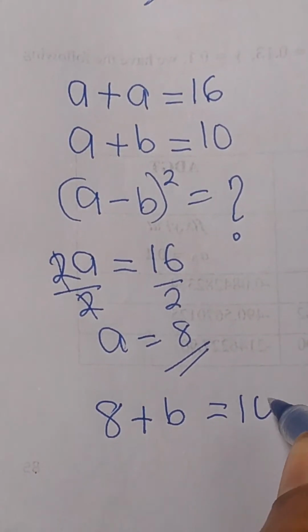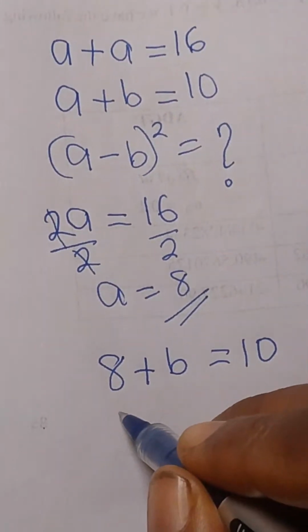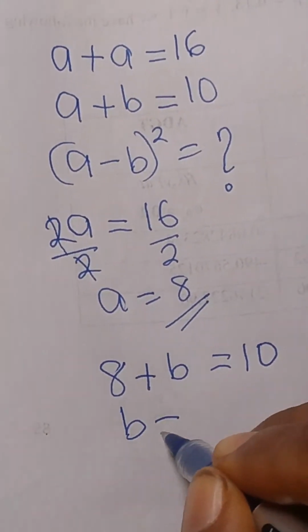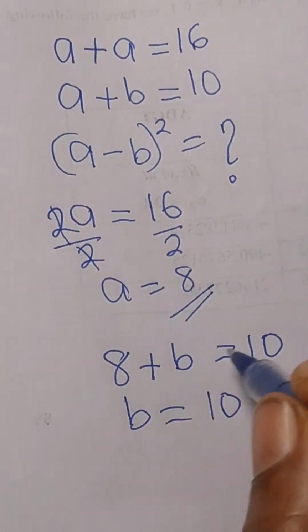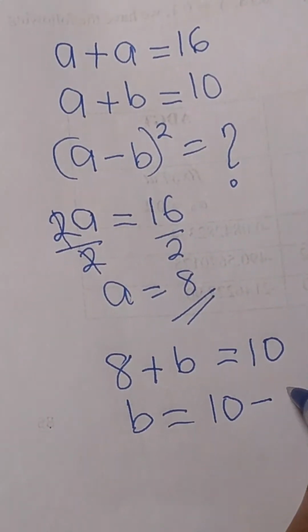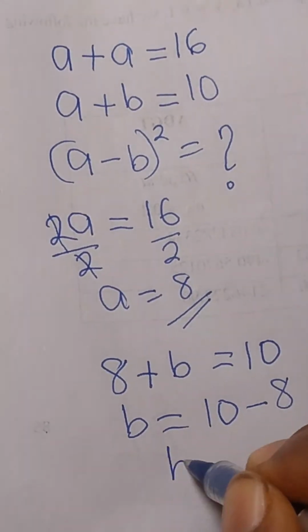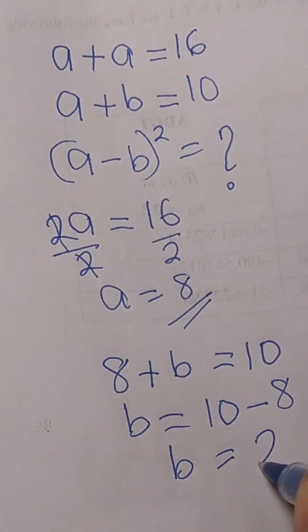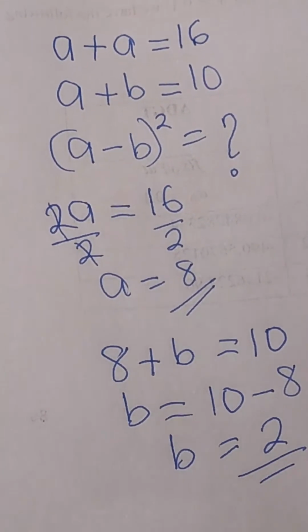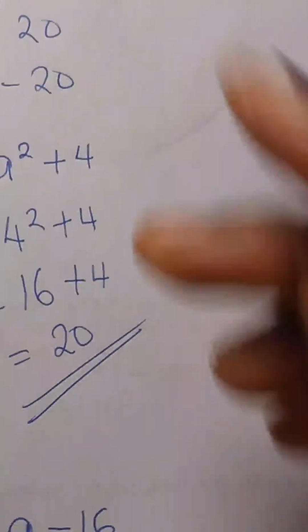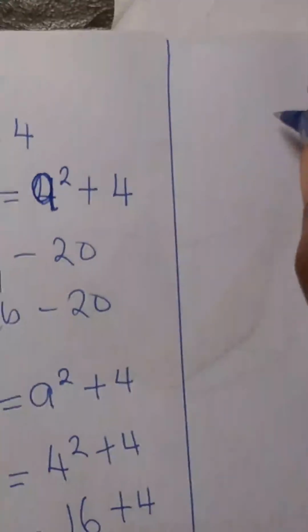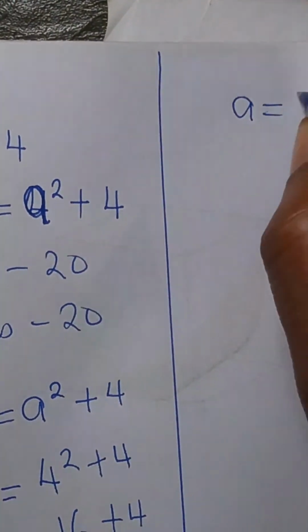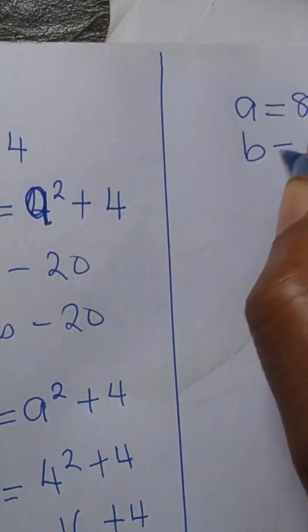All right, now we have b is equal to 10. When this plus 8 crosses the equality sign, it becomes minus 8. So our b is equal to 2 because 10 minus 8 is 2. So let me write it here. Our a is 8 and our b is 2.